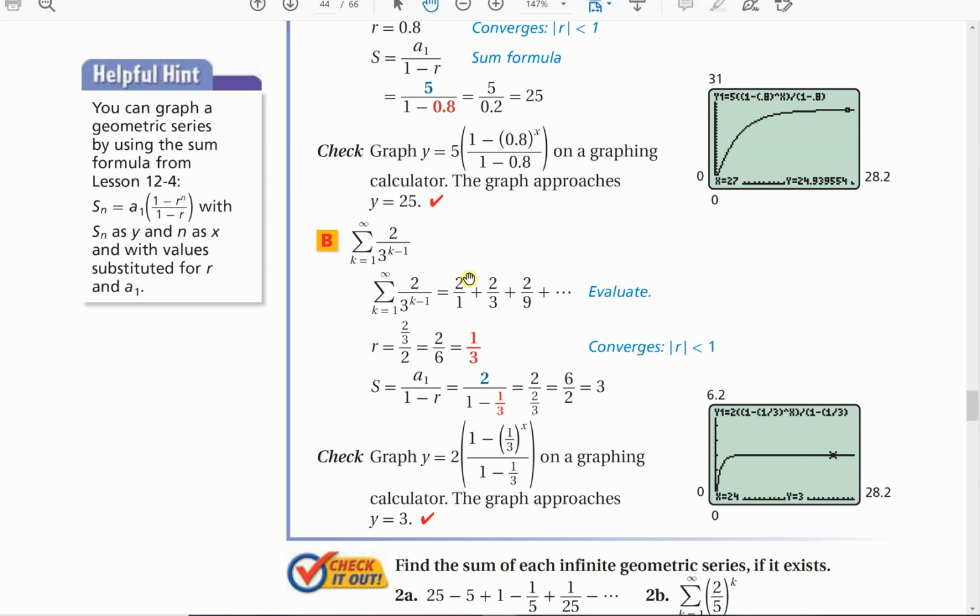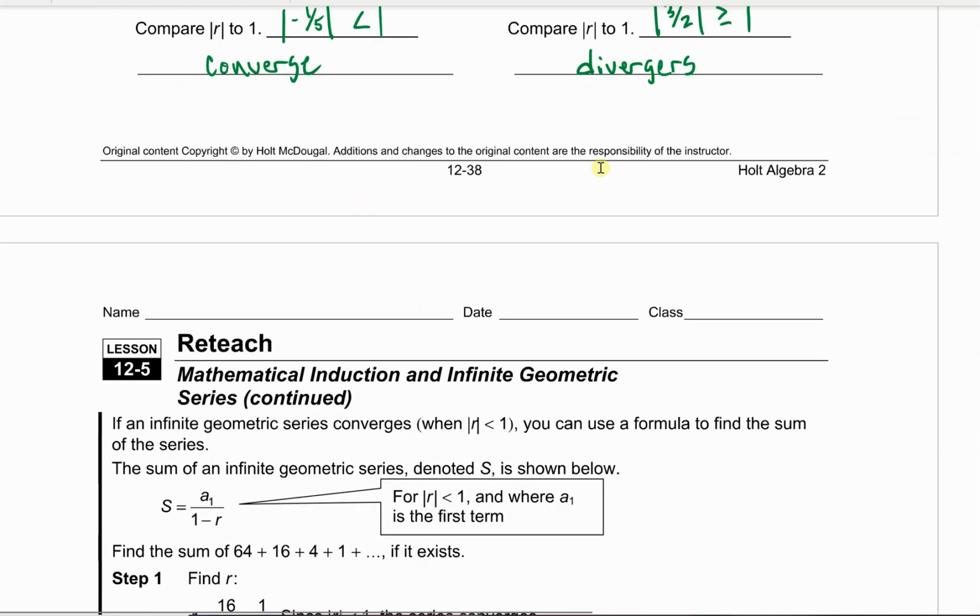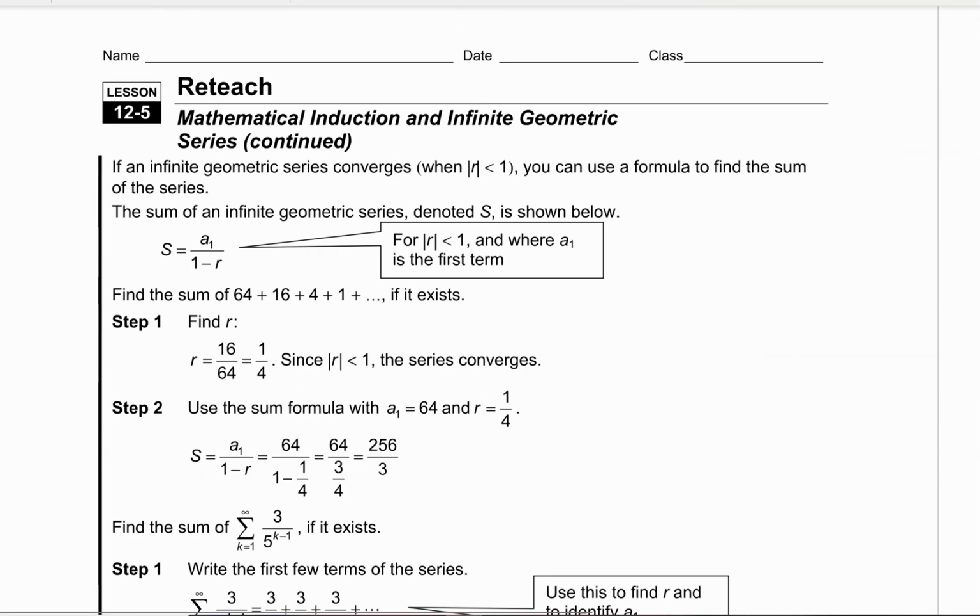So the ratio is 1/3. My first term was 2, or 2 over 1. So plug those into the formula. 2 divided by 1 minus 1/3. That's 2 divided by 2/3, and don't be afraid of dividing by a fraction. Remember, just multiply by the reciprocal. So we're just going to multiply by 3/2. You get 3.